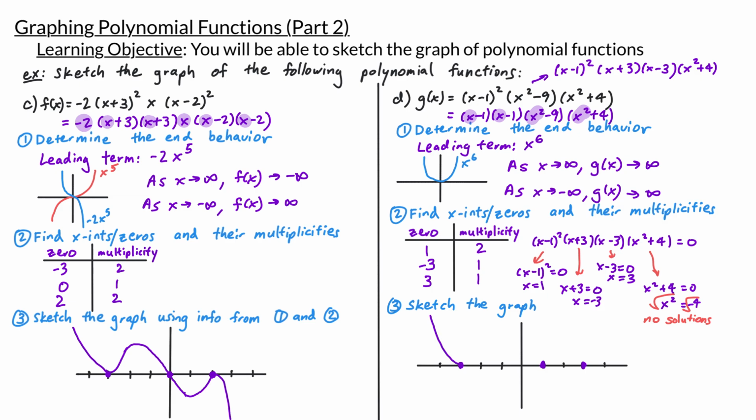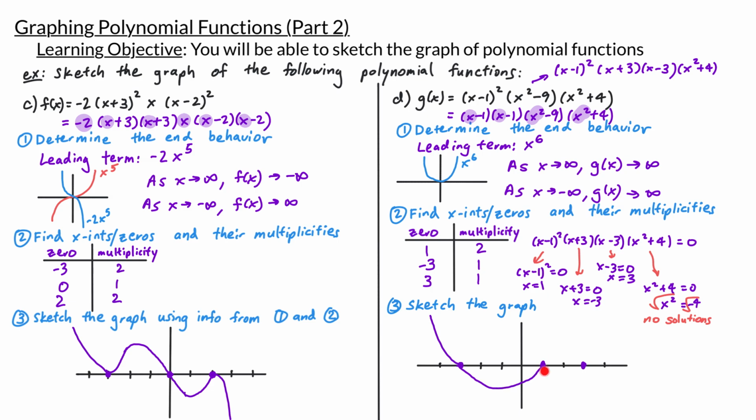Next, we want to decide what the behavior of our function is at the x-intercept negative 3. Will the graph cross the x-axis, or will it touch the x-axis and bounce off? At x equals negative 3, the multiplicity is 1, which is an odd number. So when the multiplicity is odd, we know that the graph crosses the x-axis. So let's draw our graph crossing the x-axis and then connect it with the next x-intercept.